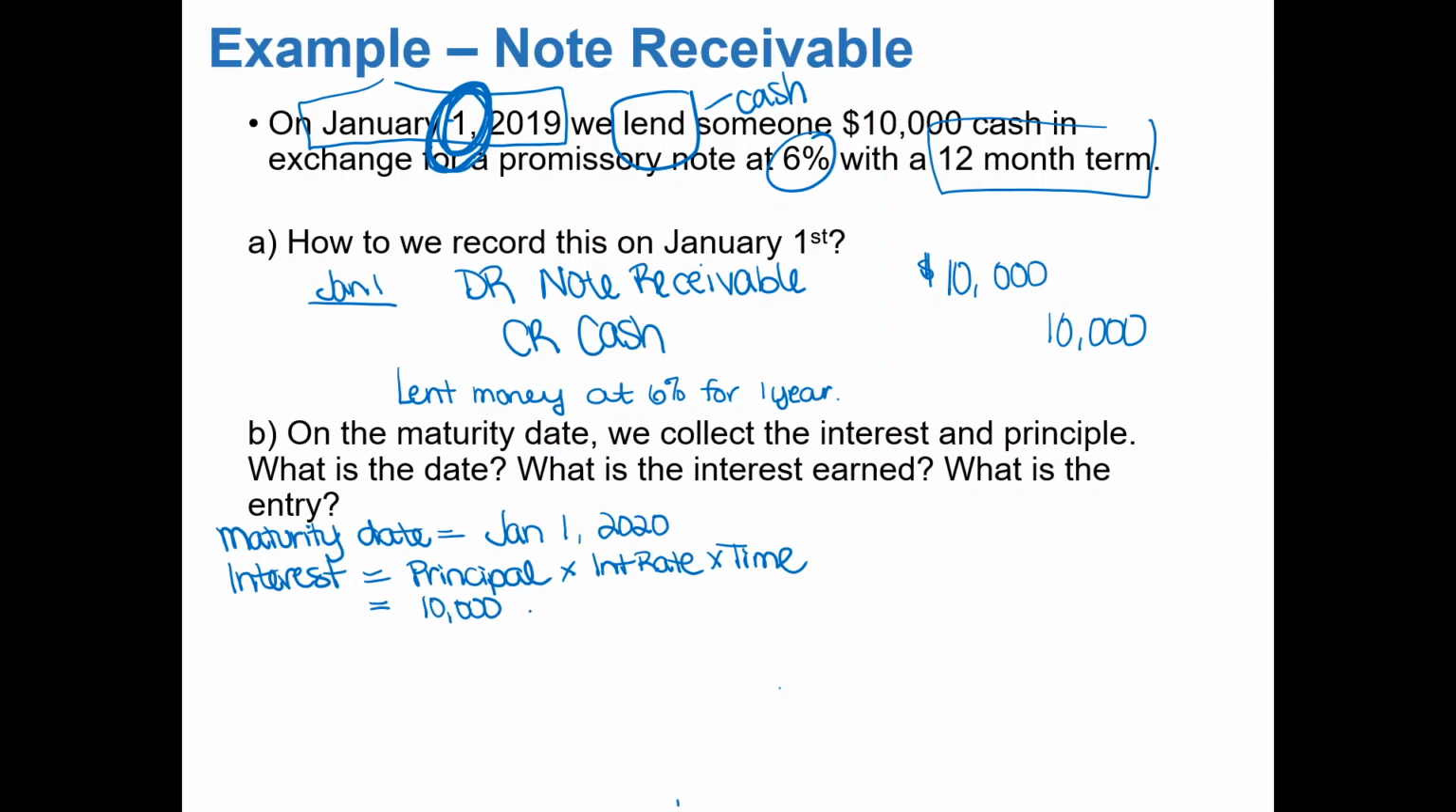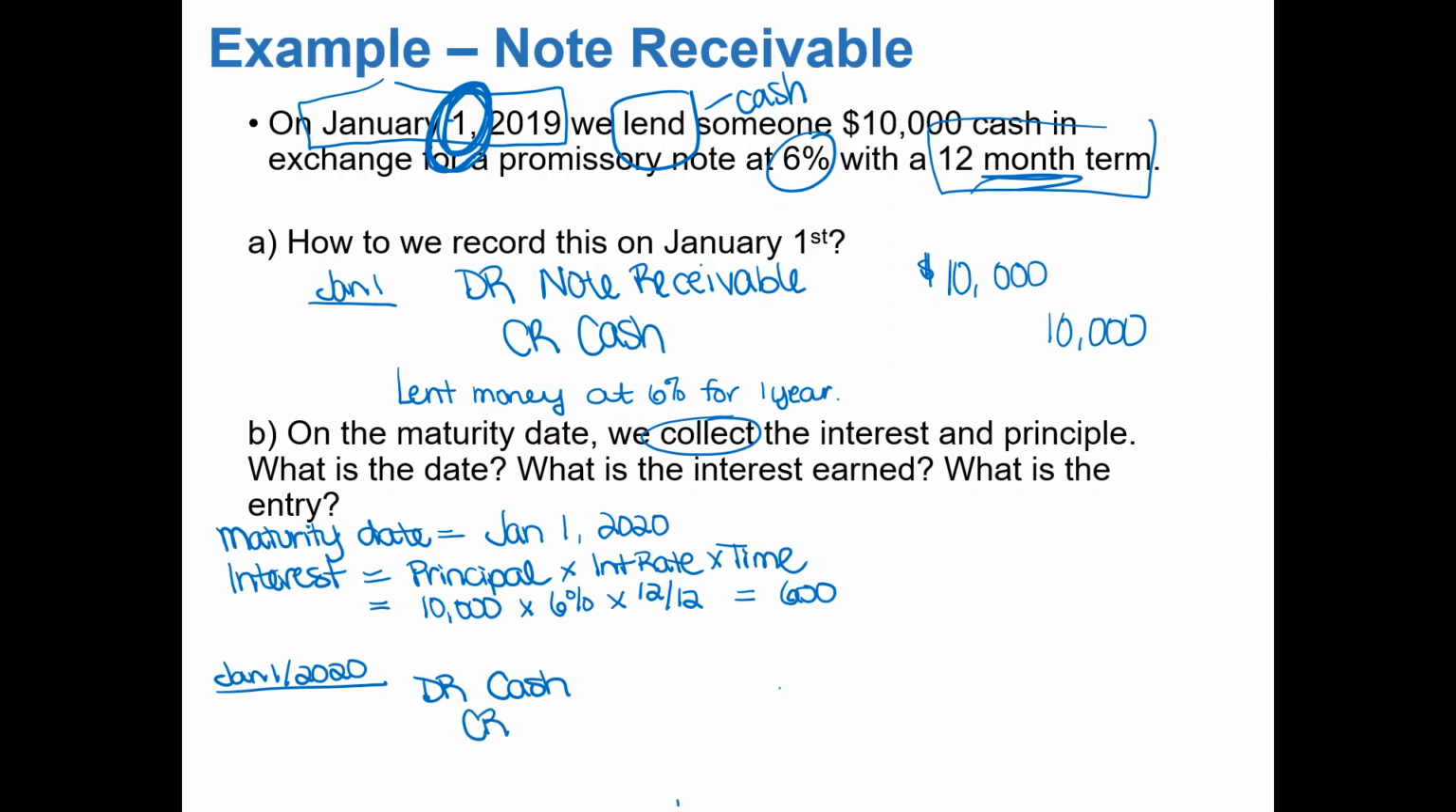So our principal is $10,000, our interest rate is 6%, but we still want to do our factor of time. It's stated in months, so we would say 12 over 12. And if we do this math, we end up with $600. So that's our interest that we're going to earn over the term of the note. So now when we get to our maturity date on January 1st, 2020, we can record the entry. We're collecting this amount. That means we're getting paid, so we'll debit cash.